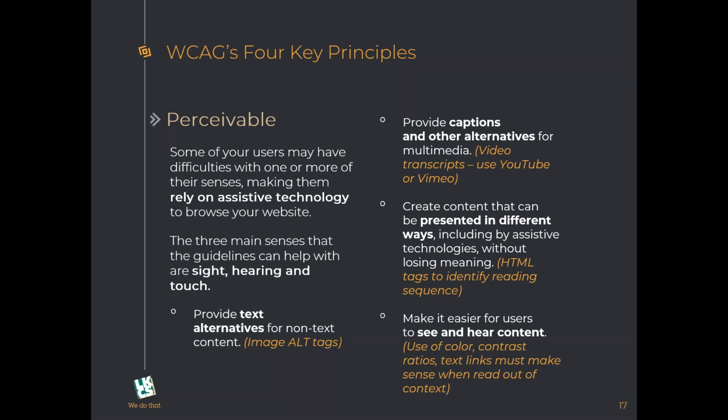We need to make it easier for users to see and hear content. So again, the color contrast ratios, those are huge. Text links must make sense when we're out of context. If there's a button saying "apply here for an auto loan," the text behind it can't just say "button" or "apply," because it doesn't make sense out of context. What am I applying for? What am I clicking on this button for? So you have to go above and beyond to make sure that assistive technologies make sense without actually seeing or reading the actual text on the screen.